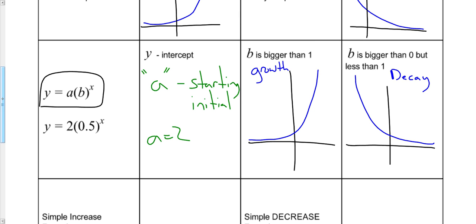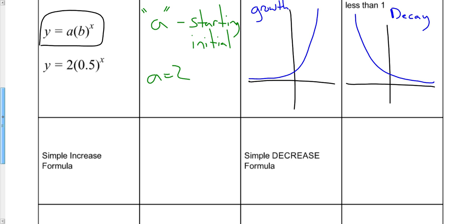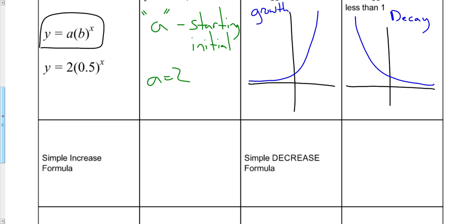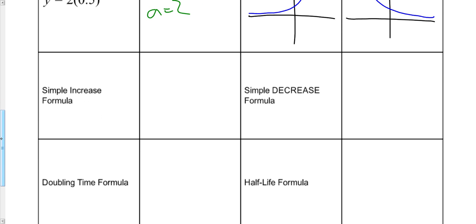So I mentioned to you that every formula is a variation of y is equal to a times b to the exponent x. So our formula for simple increase is going to be y is equal to a times 1 plus r, where r is the rate of increase expressed as a decimal, to the exponent x. So r is rate of increase, or whatever your rate happens to be. So r is rate as a decimal.